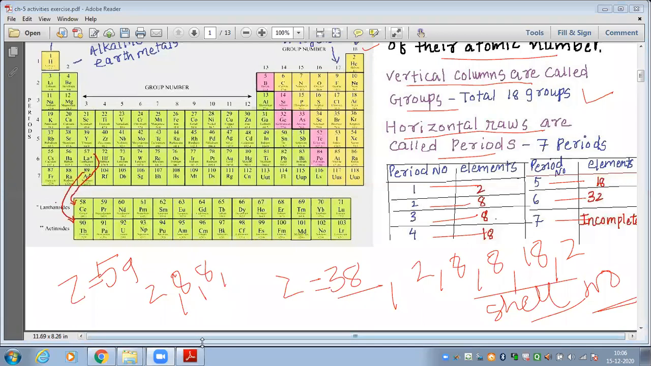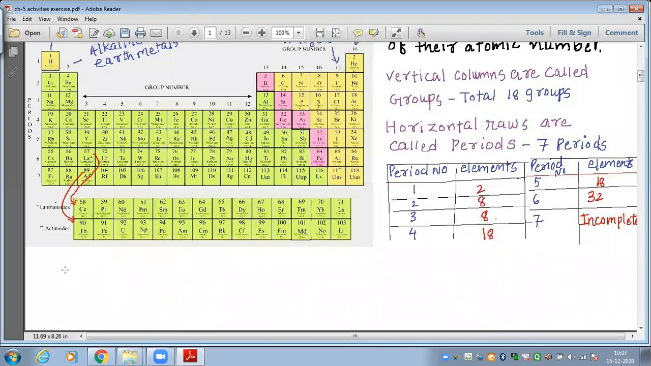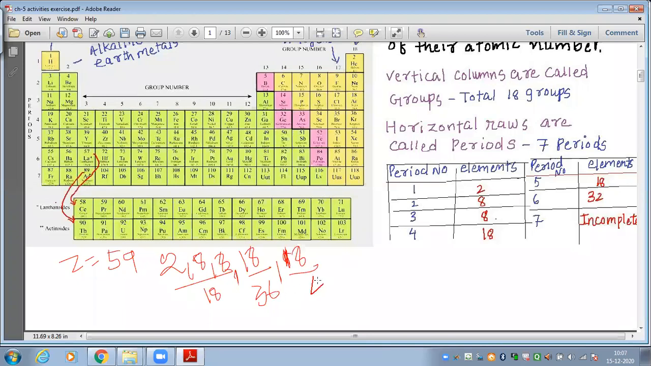Total number, that is 18, then you have the next 18. So if you have Z equal to 59, you will have 2, then 8, and then 8, that is 18. Then you have 18, that gives us a total of 36. Then again you have 18, that is 54. Then you need to add just 5 here. So for 59, the electronic configuration would be 2, 8, 8, 18, 18, 5.